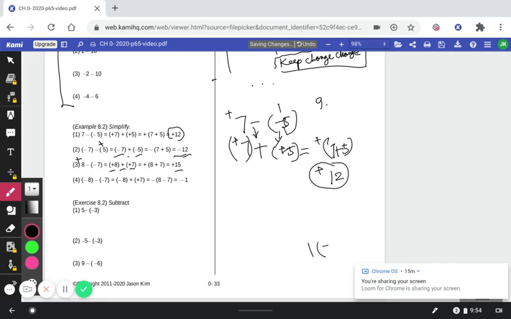Yeah, that's good. You understand this now. Keep change every time there is a minus.